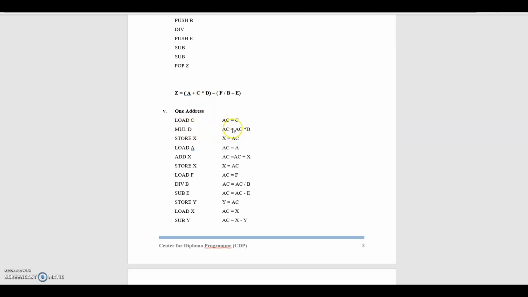So we keep adding it into the accumulator. So AC we put into AC. We multiply with D, and then we store AC into X as a temporary address. Next, we will load A here into AC, which is the accumulator.